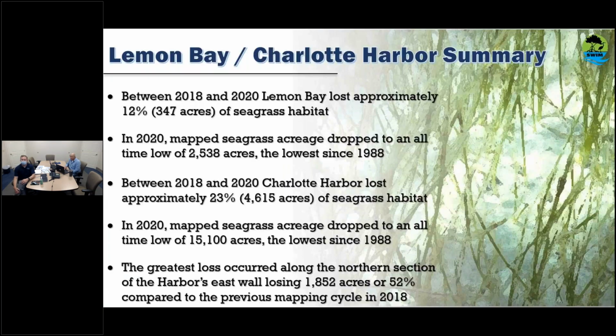So just to wrap up the high-level points for Lemon Bay and Charlotte Harbor, again, for Lemon Bay, we saw a second cycle of loss. We had 11% loss between 16 and 18, and now we have a 12% loss between 18 to 20, although the pattern of loss is different. There's still about 347 fewer mapped acres of seagrass habitat in Lemon Bay. In Charlotte Harbor, about 2,500 acres of loss reported between 18 to 20, which does represent the lowest coverage that we've seen since we started mapping that system in 1988.